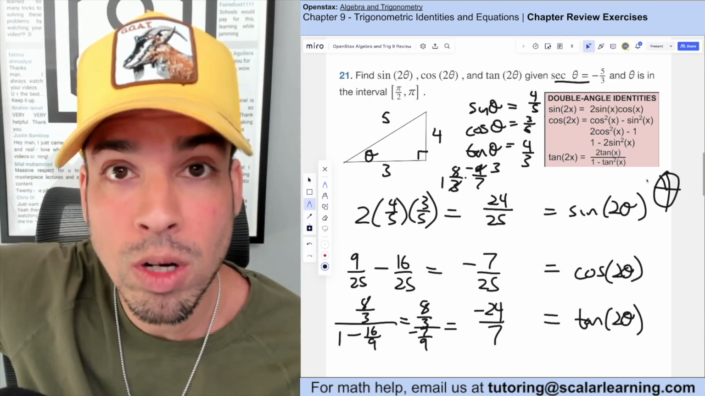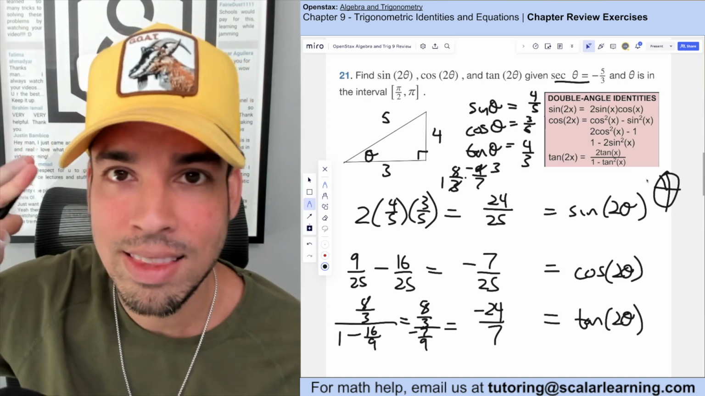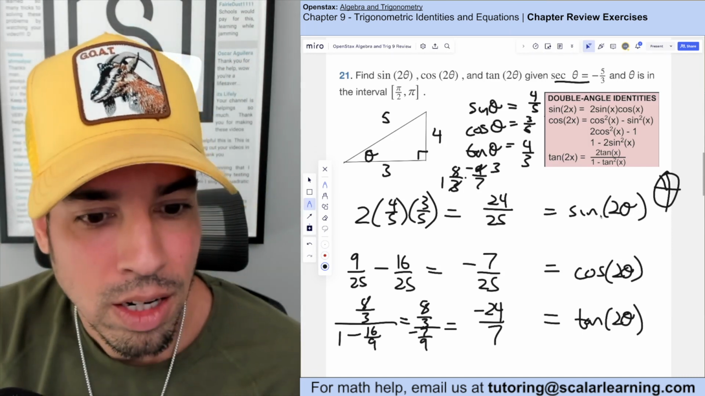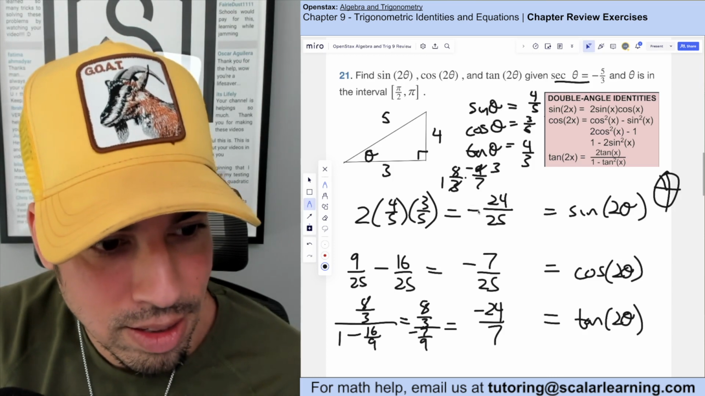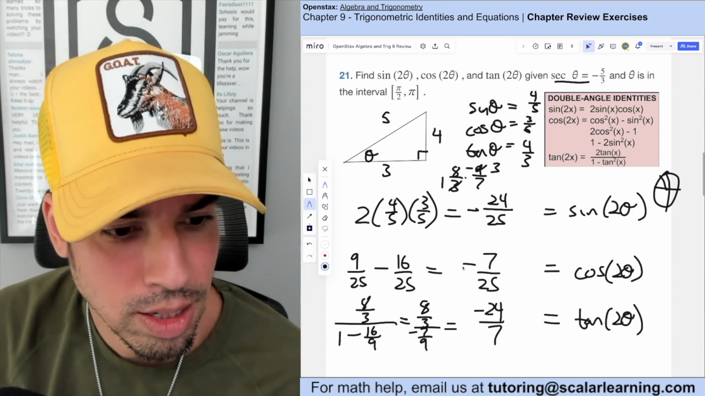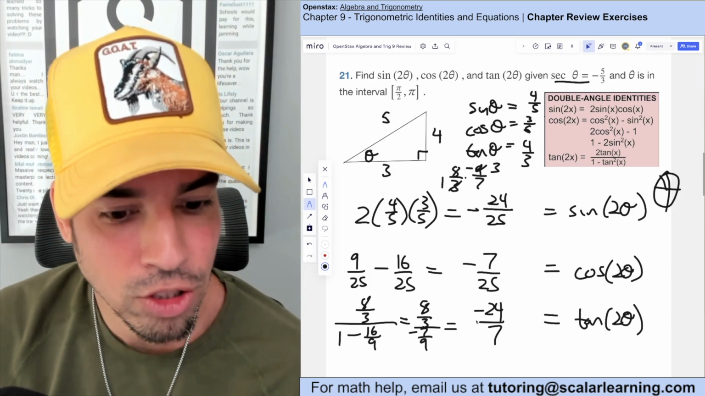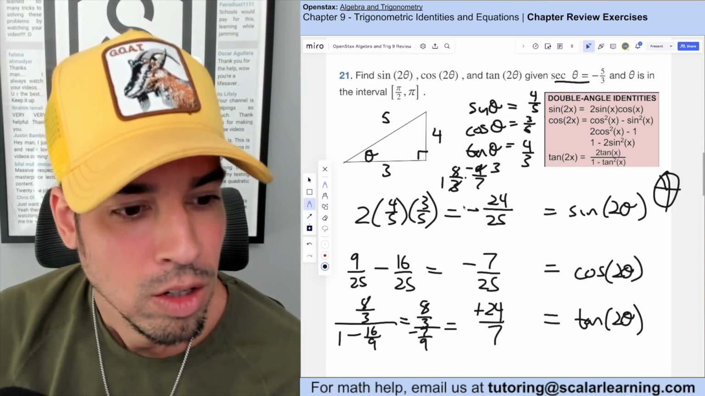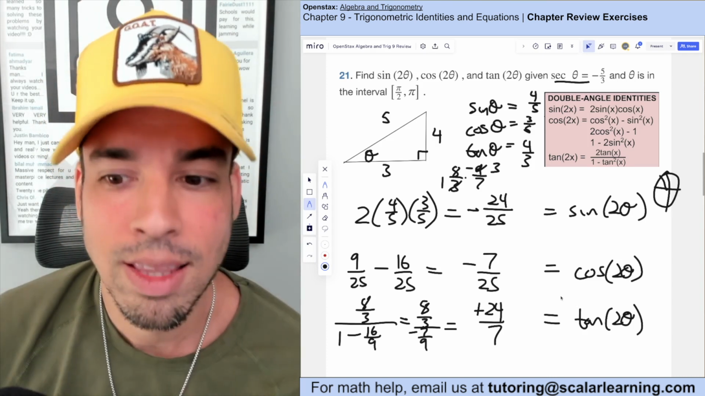If you double 130, you get 260. That lands us in the third quadrant. That means, therefore, in the third quadrant, sine is negative, cosine is also negative, but tangent is positive in the third quadrant. Again, that's for 2 theta. So these are your final answers. That's how you do it.